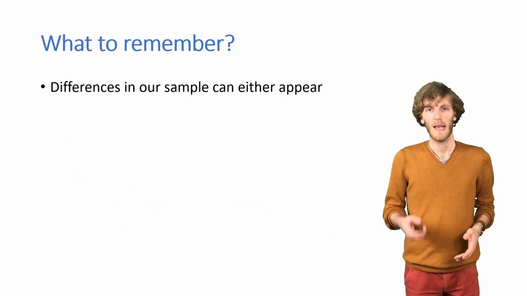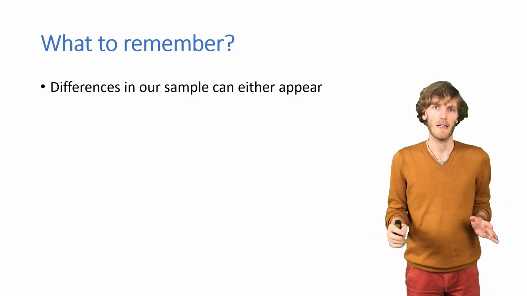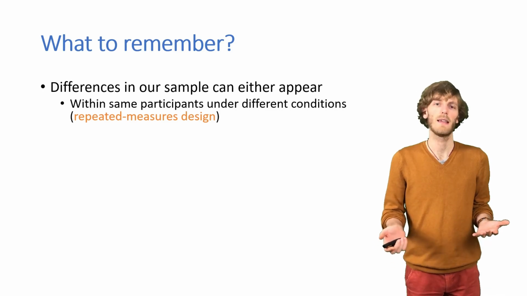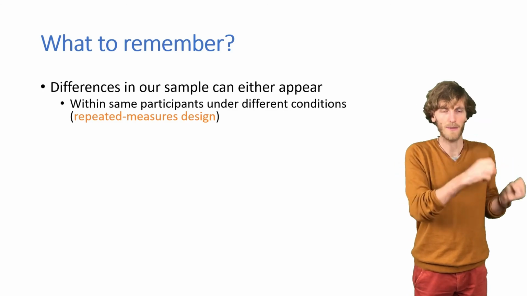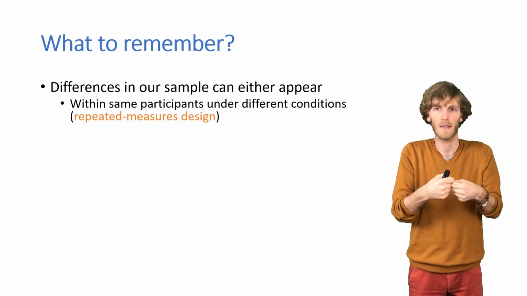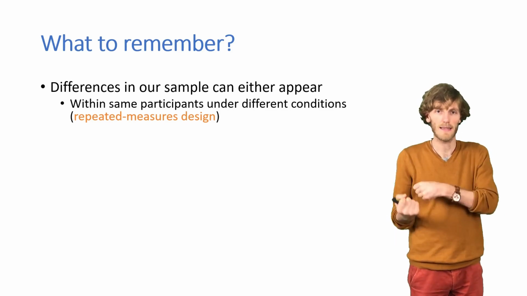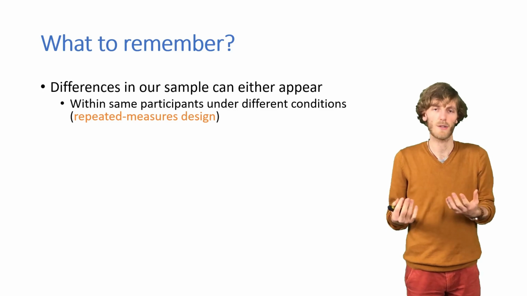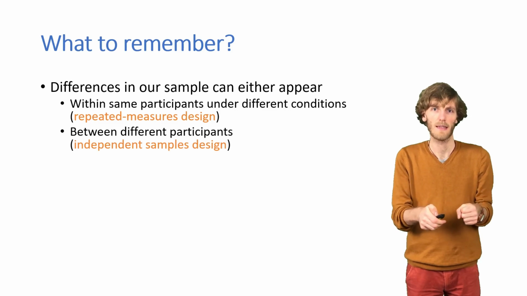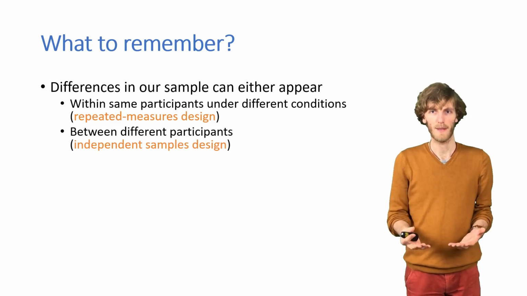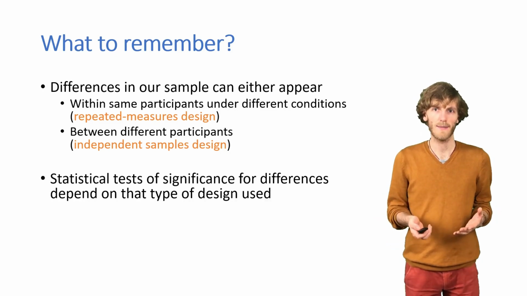So, what to remember? Firstly, if we see differences in our sample, then they can either appear between different conditions in the same group of participants, and that's then a repeated measures design, or a within-participant design, those two are the same thing. Or they can appear between participants, and that's in an independent samples design. Which tests we are running depends on the design.